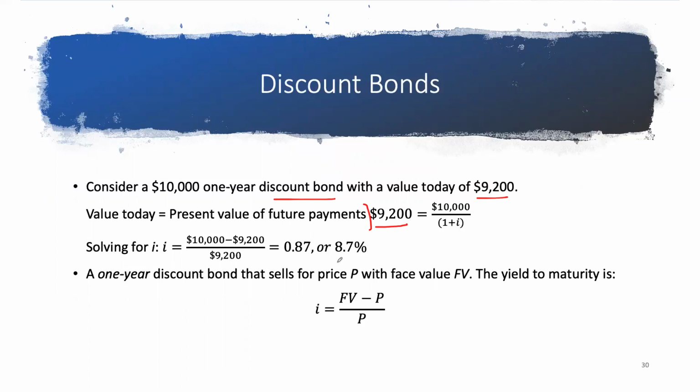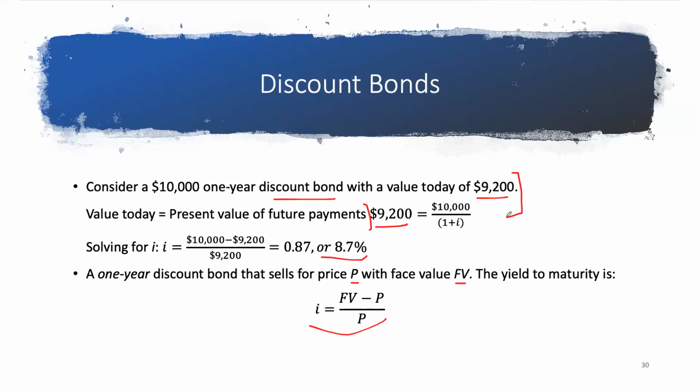So then if I solve for i here, right? So that's 10,000 minus 9,200 over 9,200. That turns out to be about 8.7%, right? So for 1 year discount bonds that sell for a price P with a face value of F, the yield to maturity i here is given by (F minus P) over P. Right? You don't need this formula. You can just generally, if you set it up correctly, then it all makes sense, right?